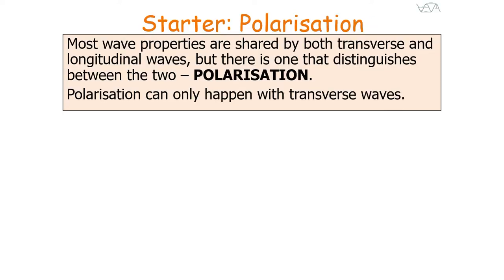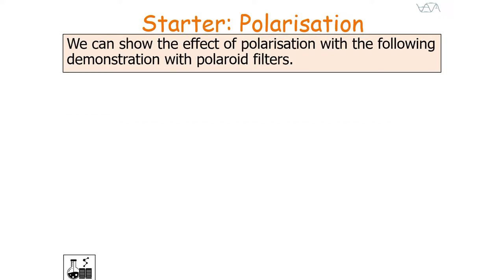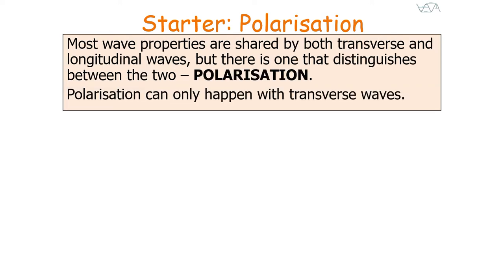Now, most wave properties are shared by both transverse and longitudinal waves, but there's one that distinguishes between the two: polarization. Polarization can only happen with transverse waves. So transverse waves can be polarized, longitudinal waves cannot be polarized. So we can polarize waves with a Polaroid filter, and we can show the effect of polarization with demonstrations with Polaroid filters. But remember that polarization can only happen with transverse waves.